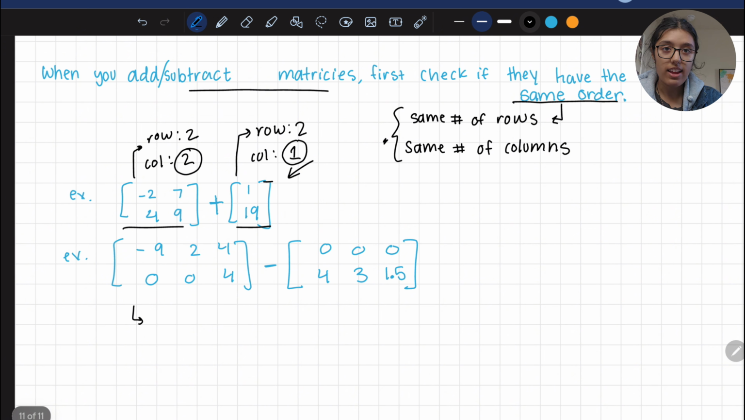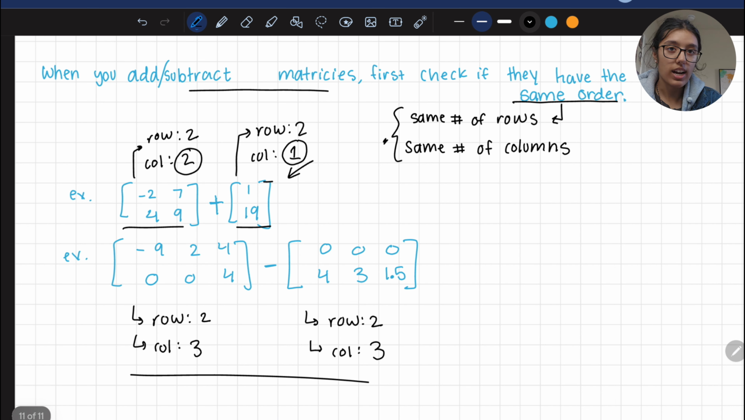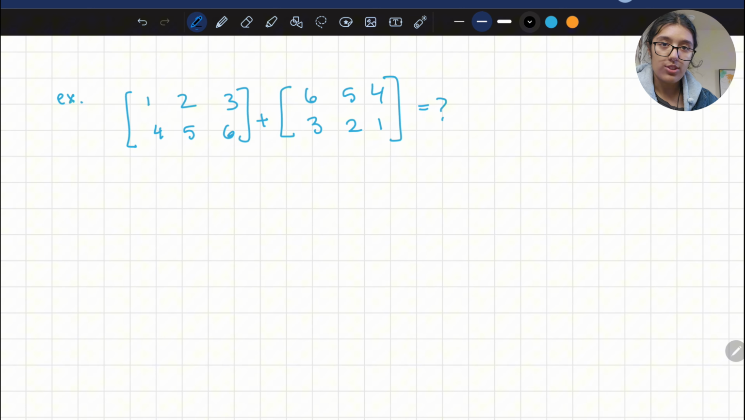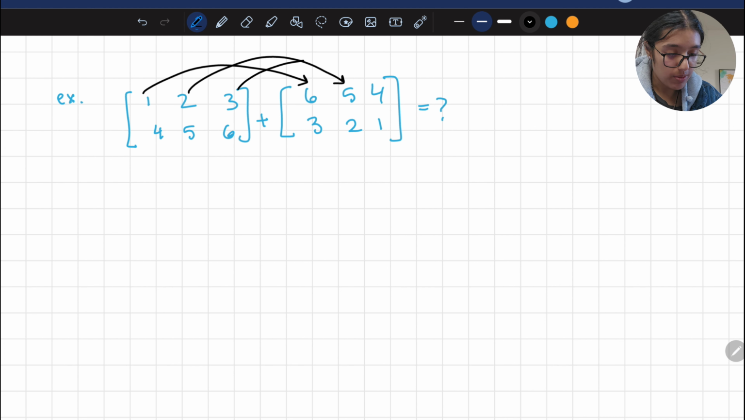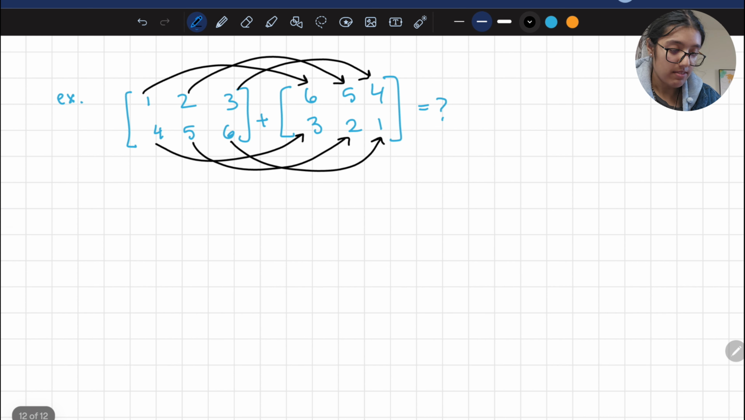We actually can add or subtract these two matrices. The number of rows in this case is 2, and the number of columns is 3. In this case, the number of rows is 2, and the number of columns is 3. So we can subtract these matrices because the number of rows is the same, and the number of columns is also the same. So let us see how we can add these two matrices. You would add these two, add these two, and add these two. And you would do the same thing for the bottom: add these two, add these two, and add these two.